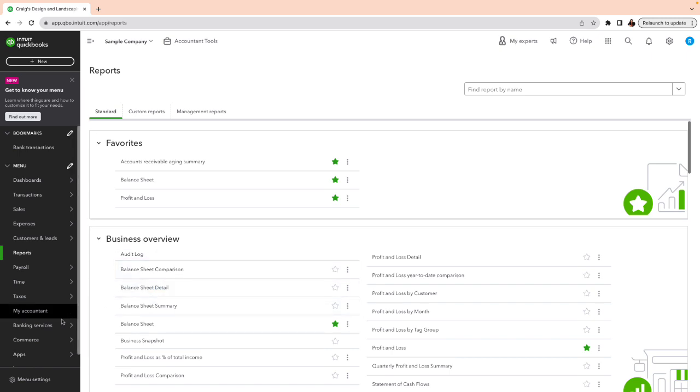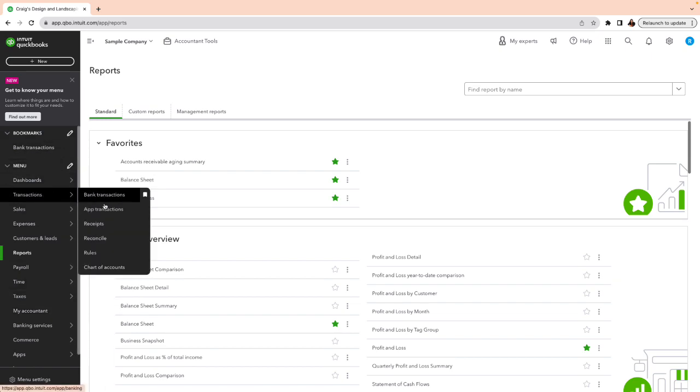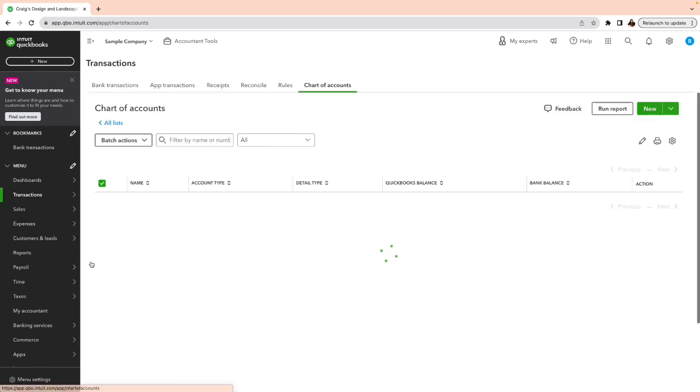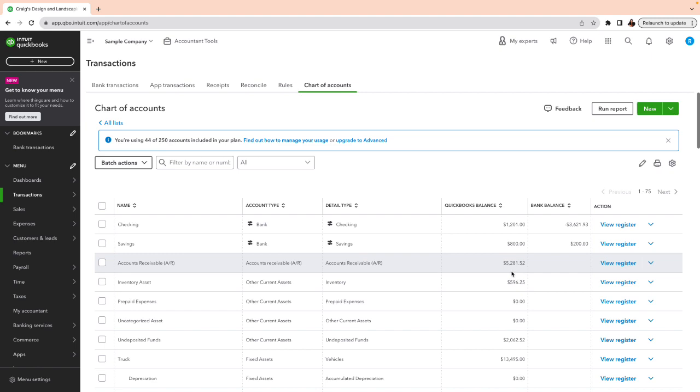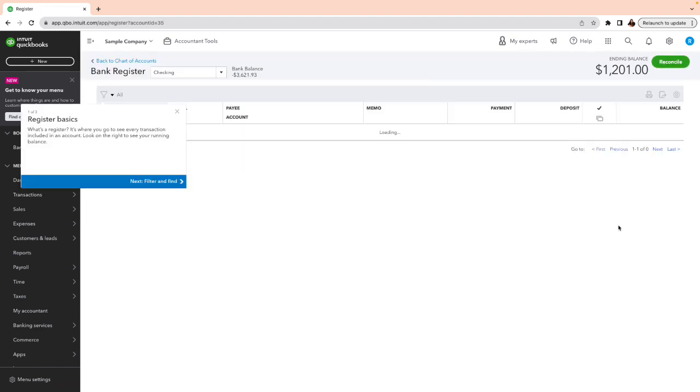Now, there's one more thing you can do to make sure that everything is up to date and to locate those errors that maybe were not located when you reconciled the account. You want to take a look at transactions and chart of accounts. Okay, go to the chart of accounts, and take a look at the balances in QuickBooks versus bank balance, and you can view register.